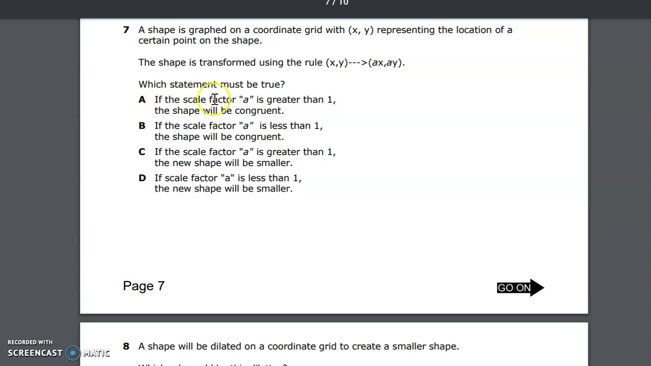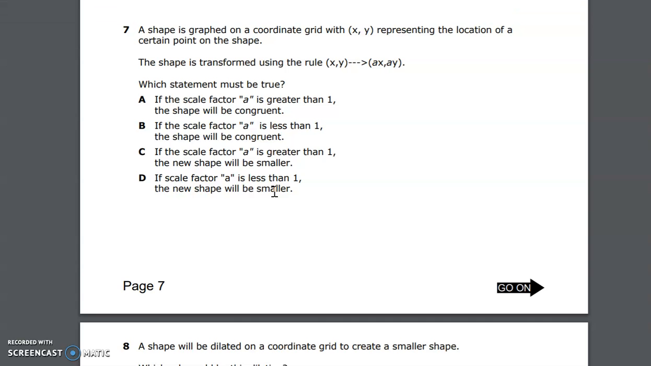A, if the scale factor a is greater than 1, the shape will be congruent. B, if the scale factor a is less than 1, the shape will be congruent. C, if the scale factor a is greater than 1, the new shape will be smaller. Or D, if the scale factor a is less than 1, the new shape will be smaller. Which of those statements is true?